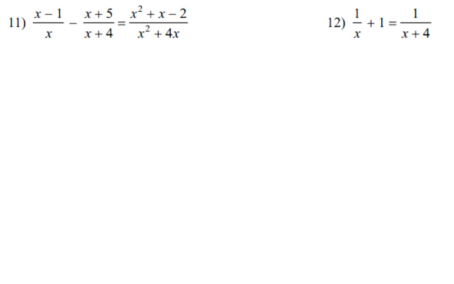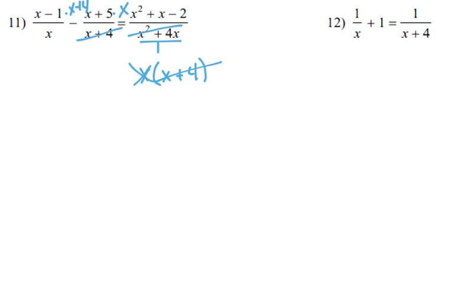Alright, so taking a look at 11, so we've got, simplify this one, so that would be x times x plus 4. So if we multiply by that, we'll get rid of this entirely. This will get rid of the x plus 4, leaving us an x. And then this one will get rid of the x, leaving us with x plus 4. So I kind of shortcutted that one.